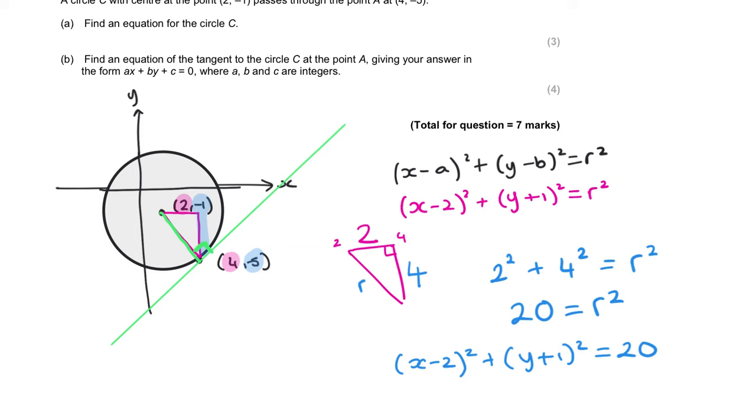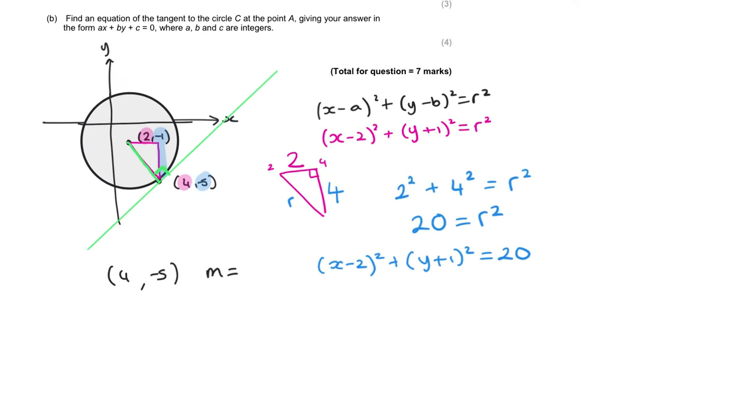So when we want an equation of a straight line, we need a coordinate, which we have, (4, −5), and we need a gradient, okay? Currently, we don't have the gradient of this line, but we can work out the gradient of the radius, and then to find the gradient of the tangent, we need to do the negative reciprocal.